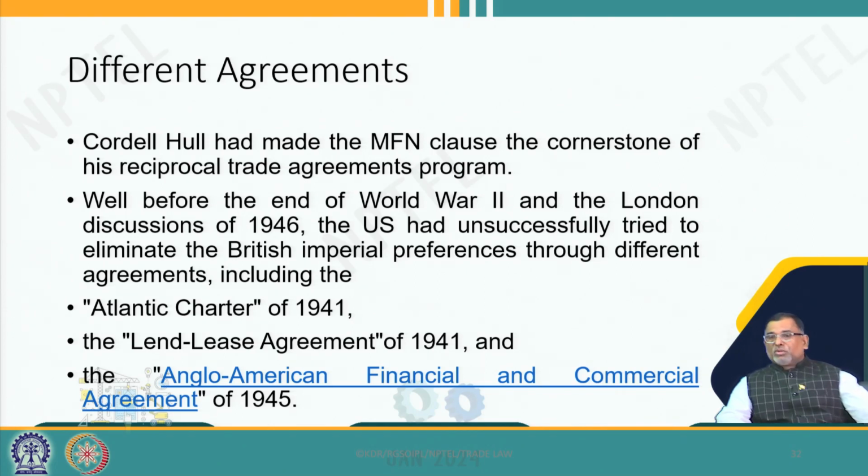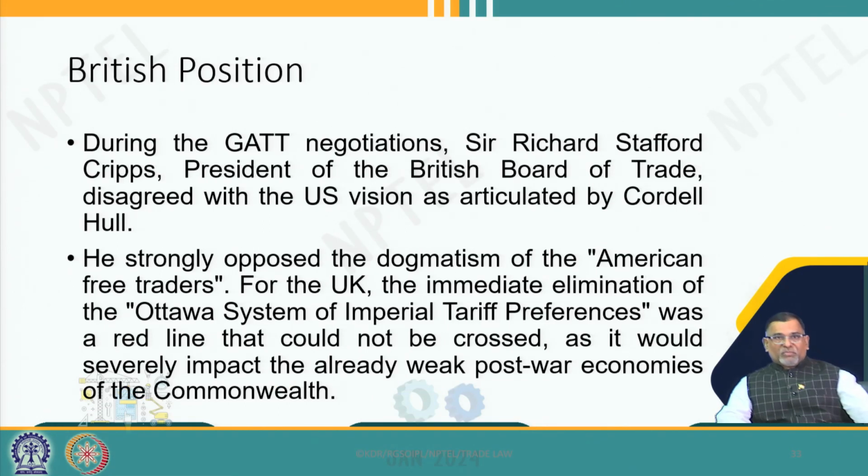So, you can find some of the agreements like the Atlantic Charter, the Lend-Lease agreement of 1941, and then also the Anglo-American Financial and Commercial Agreement of 1945. So, all tariff concessions or bilateral trade agreements were amended in order to comply with the GATT provisions later on.